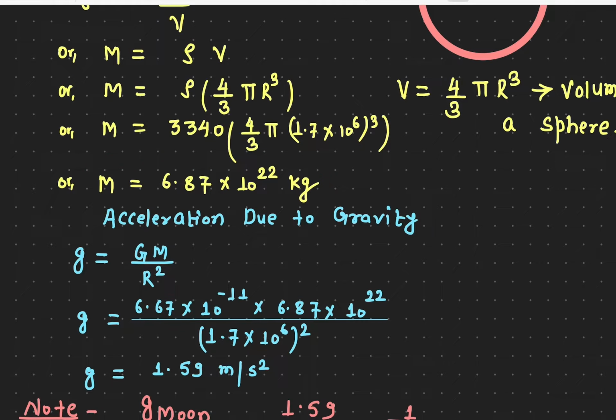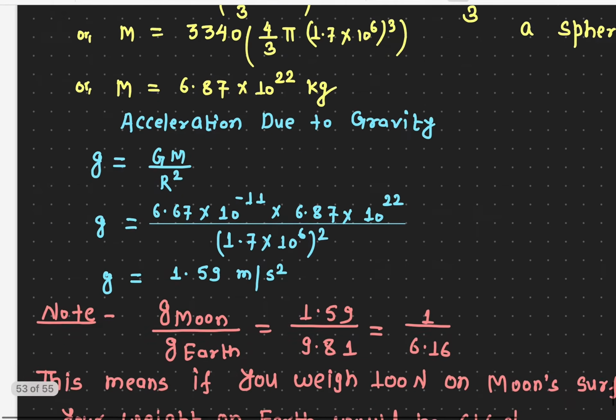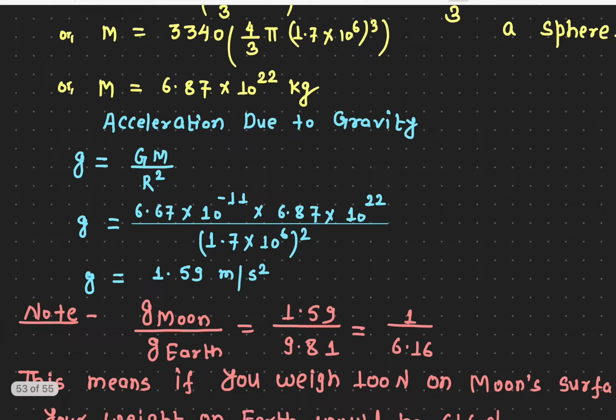And now, once we have calculated the mass, let's calculate the acceleration due to gravity. The equation you need to remember for calculating the acceleration due to gravity is this equation. You have to remember this equation: g equals G m over r squared. What is G? G is the universal gravitational constant.